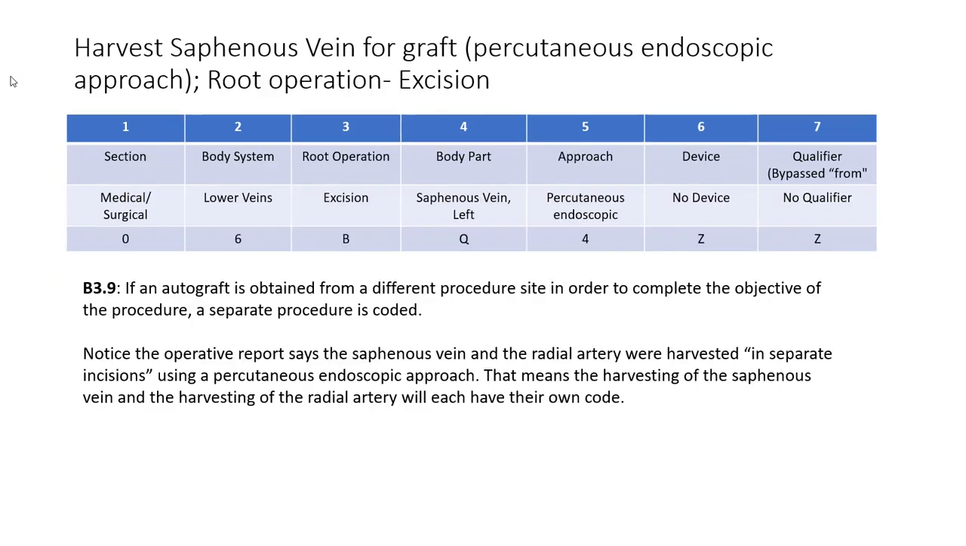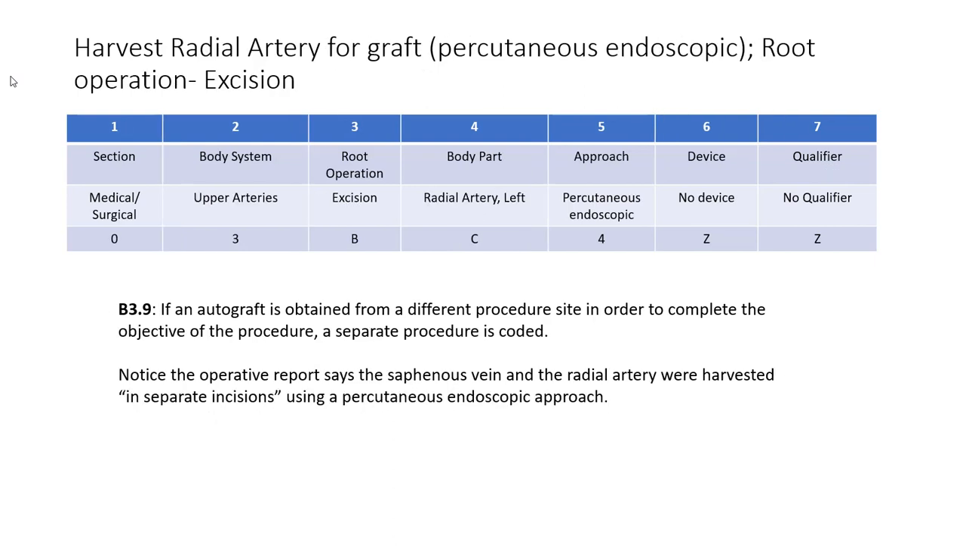Now we're going to look at harvesting those 2 grafts. The first, the saphenous vein, is harvested with a percutaneous endoscopic approach. And you're not taking the entire vein, you're only taking a little piece of it for the graft. So that is an excision as your root operation. You've got no device and no qualifier. You're harvesting the radial artery for that other graft, percutaneous endoscopic approach, excision because you're only taking a little piece of the radial artery, not the entire thing. And there's your codes.